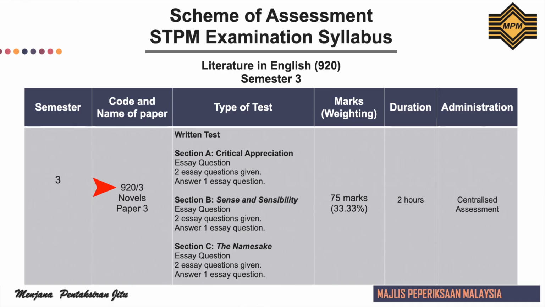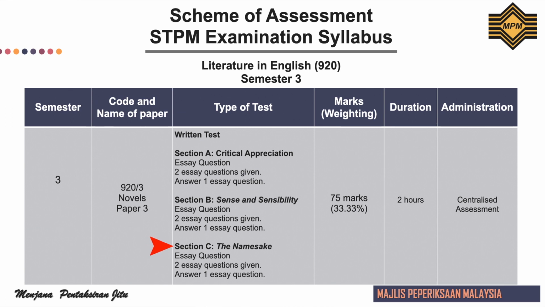Like semester 1, the assessment is in written form consisting of 3 sections. Candidates will be tested on the 2 prescribed novels, which are Sense and Sensibility by Jane Austen and The Namesake by Jhumpa Lahiri. Section A is critical appreciation, where candidates will be given 2 essay questions, 1 on each novel, but will only choose 1 question to answer. Section B will be an assessment on Sense and Sensibility. Candidates will be given 2 essay questions, but will only choose 1 question to answer.